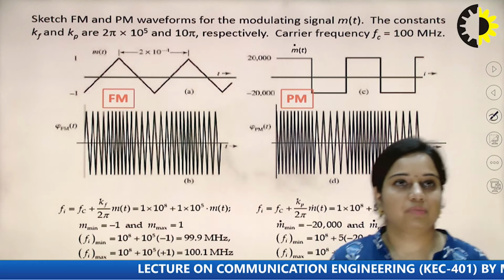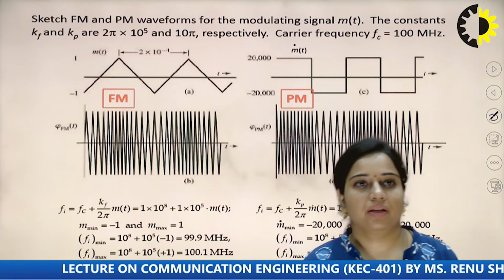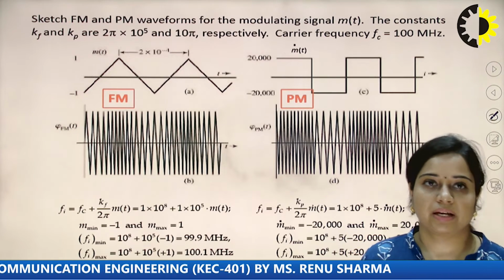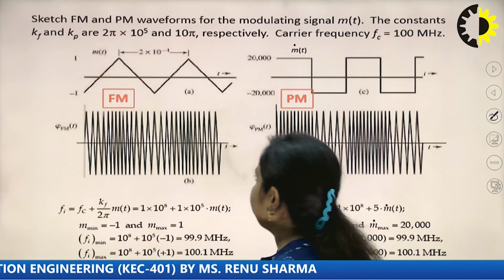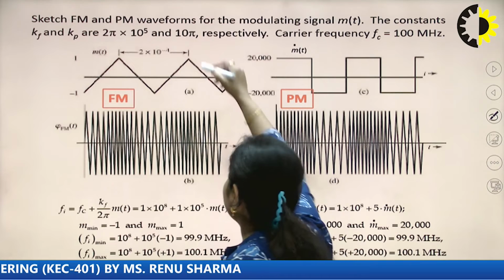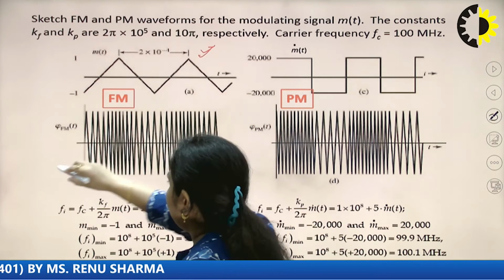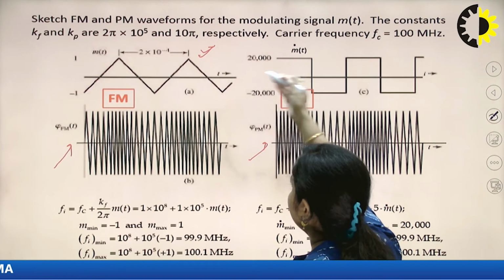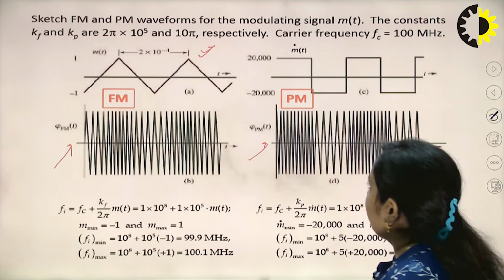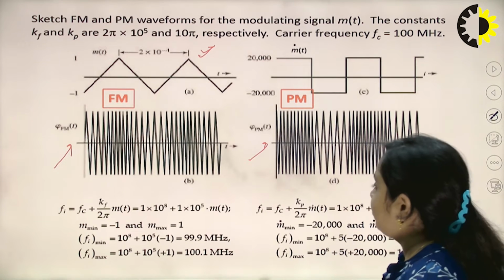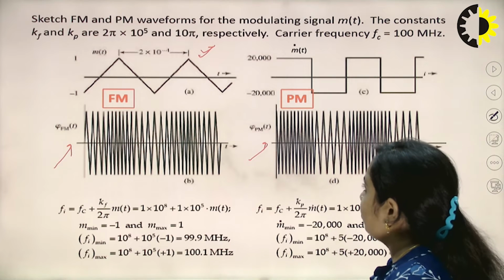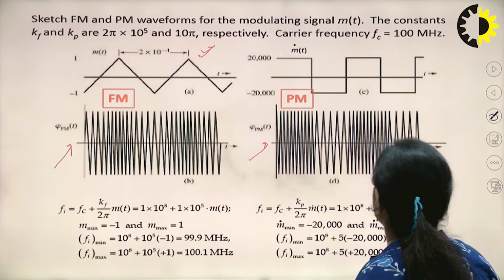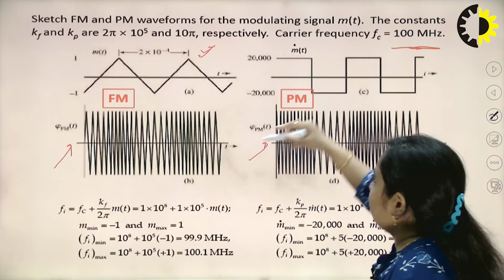Now next is a very important numerical, that is to sketch the FM and PM waveform for the modulating signal m(t). The constants Kf and Kp are given, and only this waveform is given to you. You have to draw the FM waveform and the PM signal from this particular message signal. What is given in the numerical is the constants, that is Kf and Kp. Kf value is 2 pi into 10 to the power 5 and Kp value is 10 pi respectively. Then the carrier frequency is given, that is 100 megahertz, and the m(t) signal is given, this one.